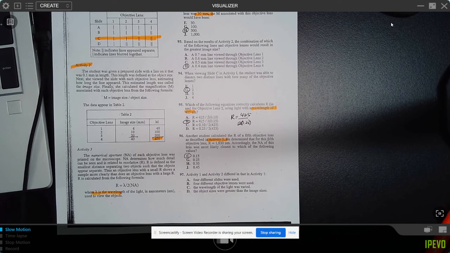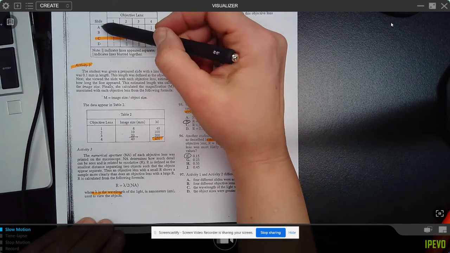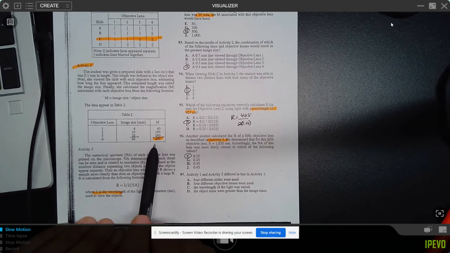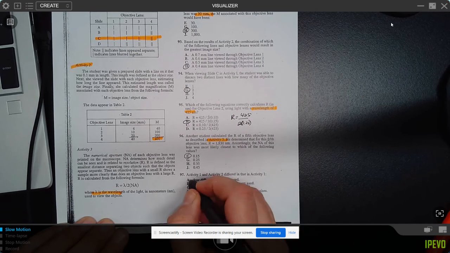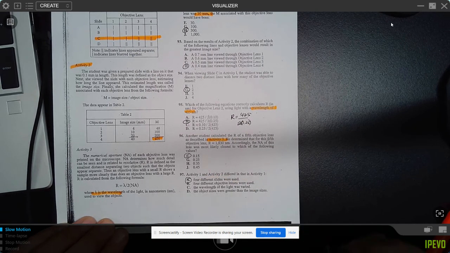Lastly, they're asking you to look a little bit deeper at each of these experiments. So activity 1 and activity 2 differ in that activity 1 has 4 different slides used. So we're looking at slides A, B, and D, whereas here we're looking at one image with different lenses. So our answer is A.